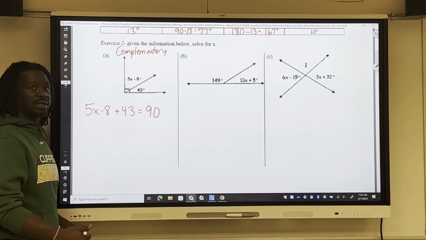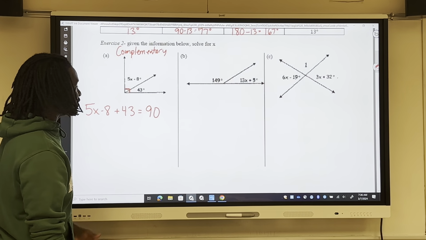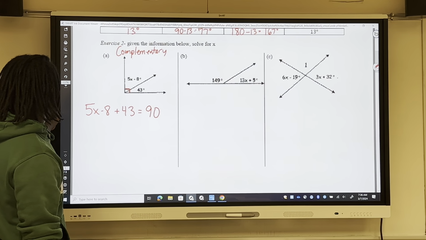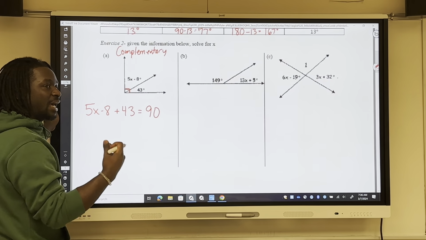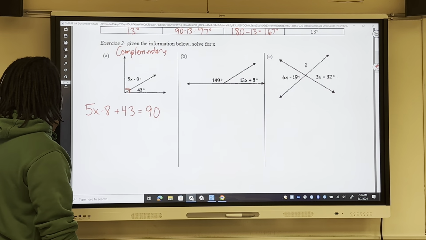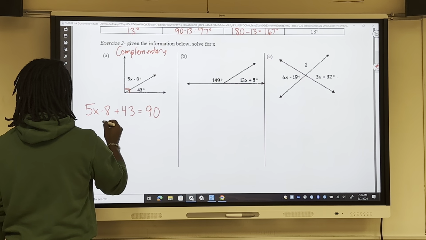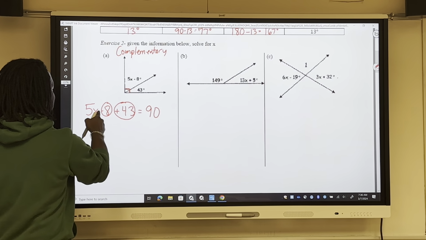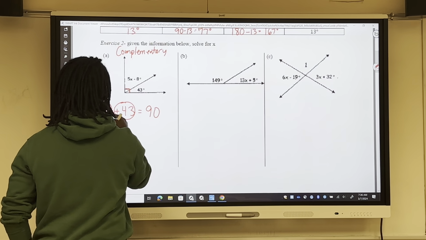Okay, again, where did the 90 come from? It was because this box is there. It lets me know that those two angles together equal 90. And so now I have to solve this equation. All right, solve for the x. So I'm going to start by combining the like terms, which are here. Okay, so negative 8 and 43.